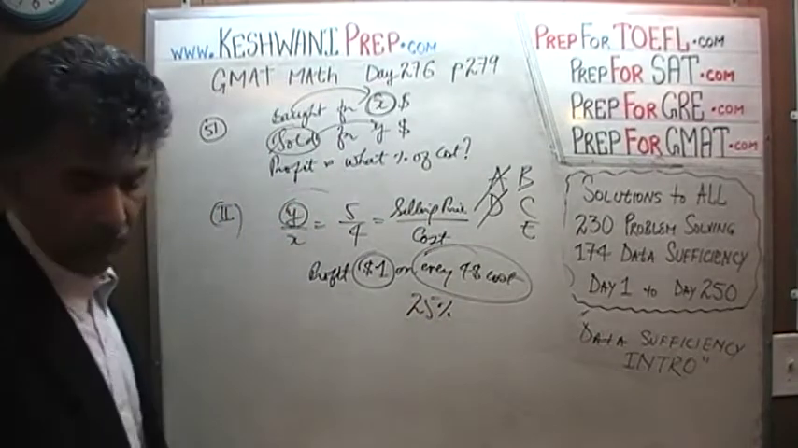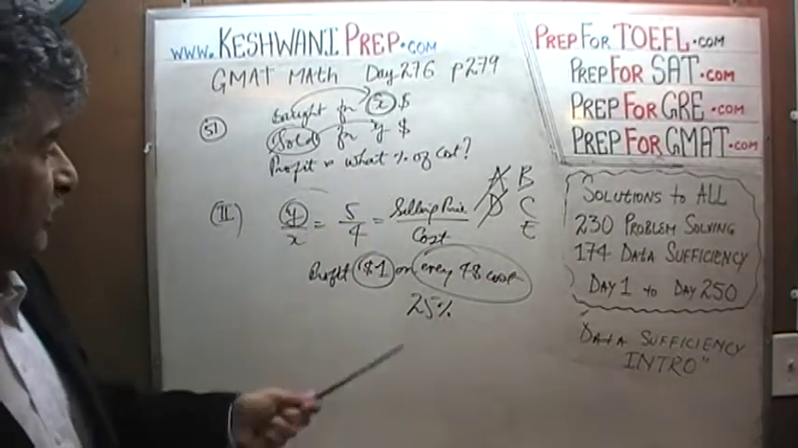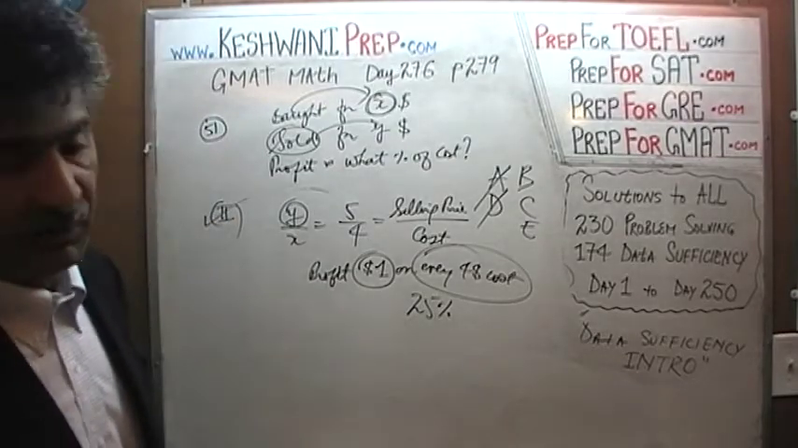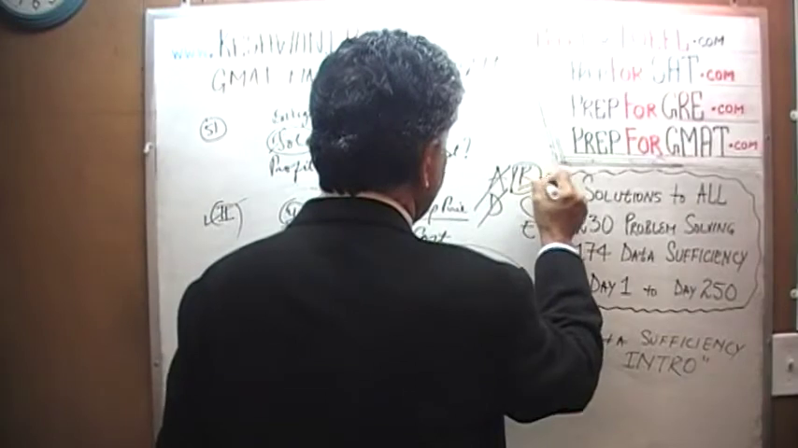We are done. So the question here is, what's the profit as a percentage of the cost? The profit is 25%. Second statement does the job. Second statement does the job nicely. The answer is B. The answer is B.